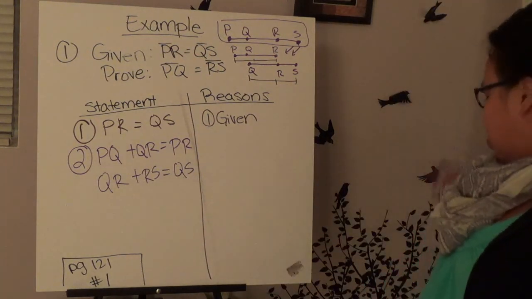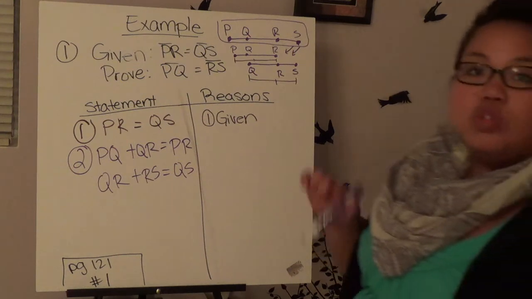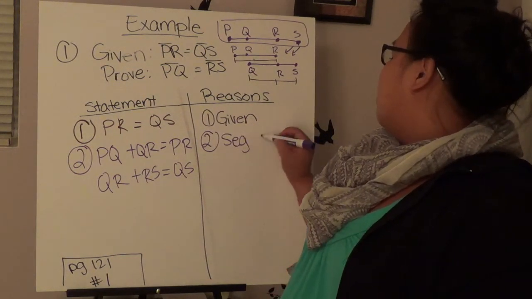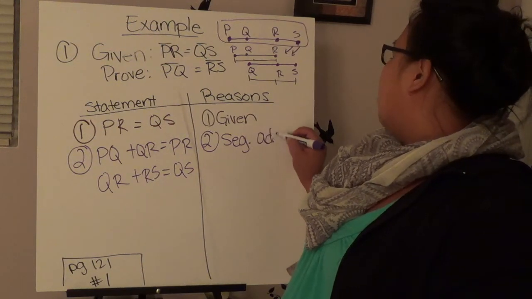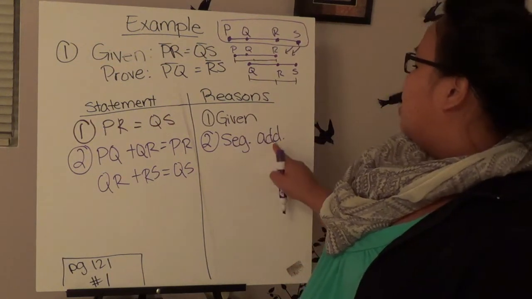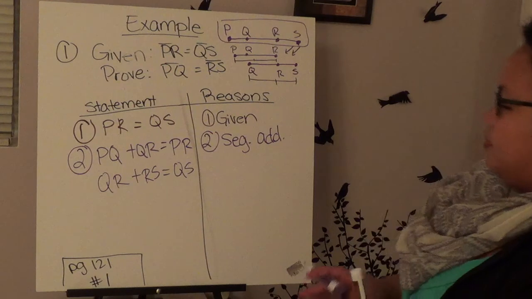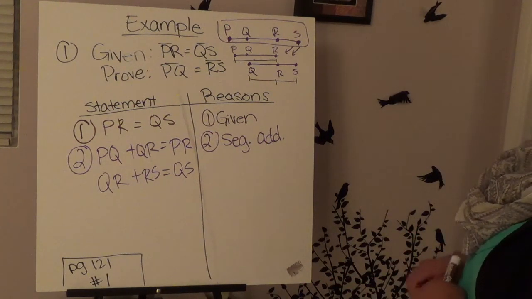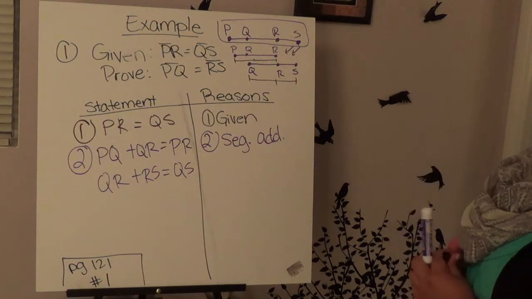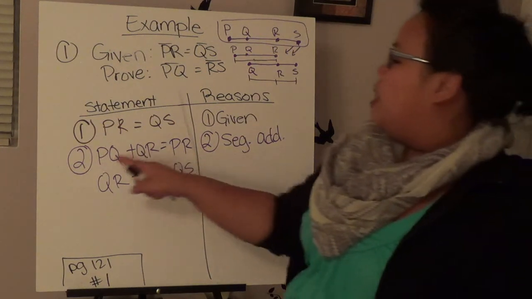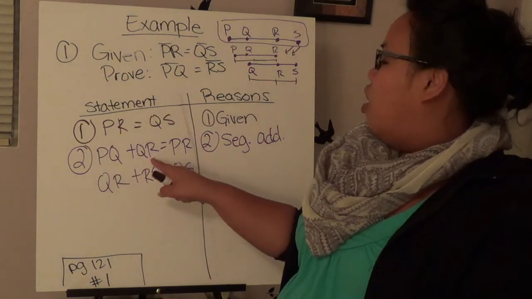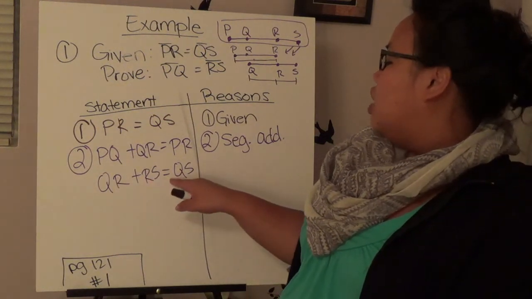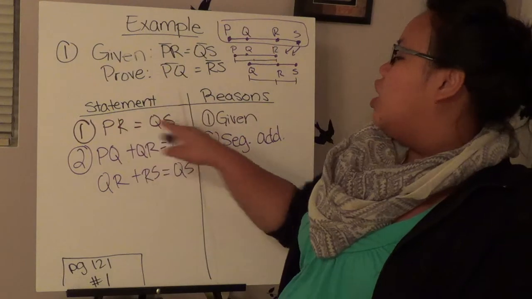And again, which postulate did we use? We used the new one, which was the segment addition postulate. Okay, segment addition postulate. Now, let's look at what they give us. They tell us that PQ plus QR equals PR. They tell us that QR plus RS equals QS, and they say that PR equals QS.